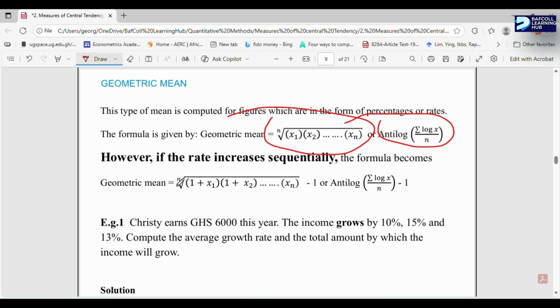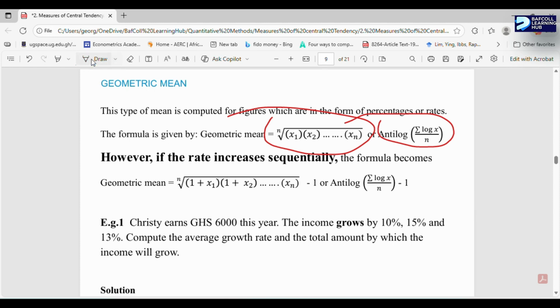The nth root of (1 plus x1)(1 plus x2) up to (1 plus xn), minus 1, or antilog of summation log x over n, minus 1. So let's take note of that.